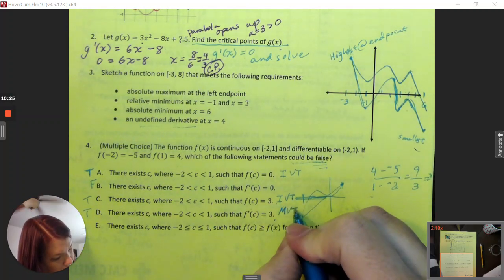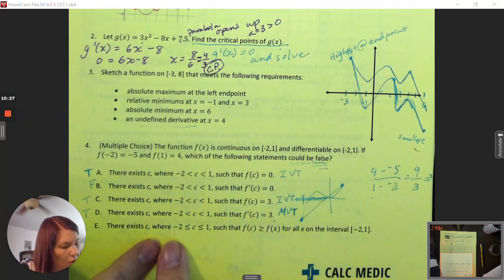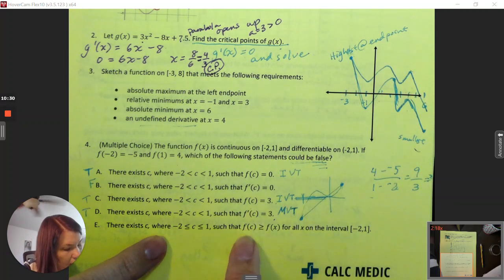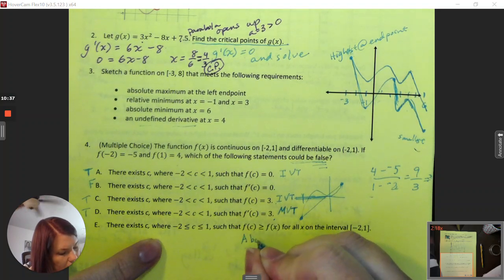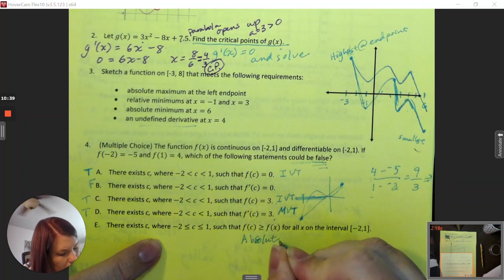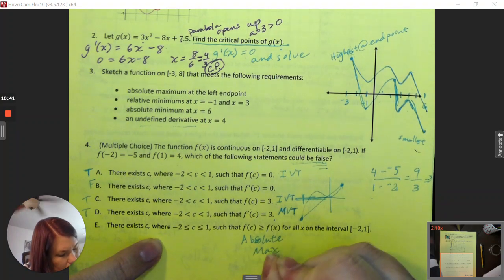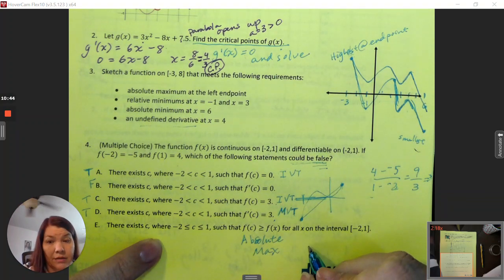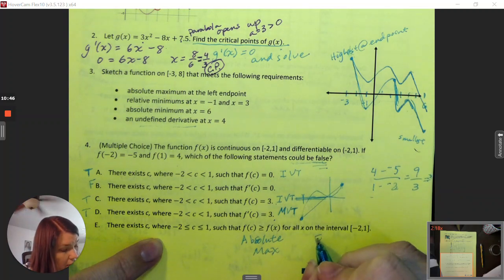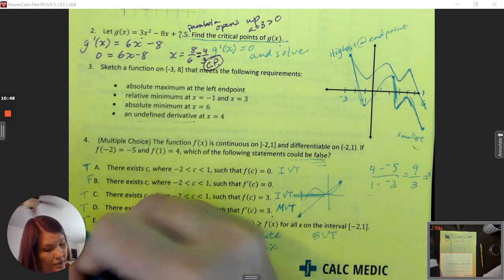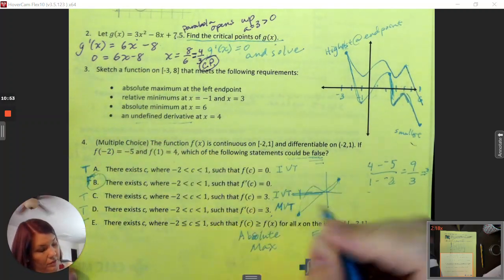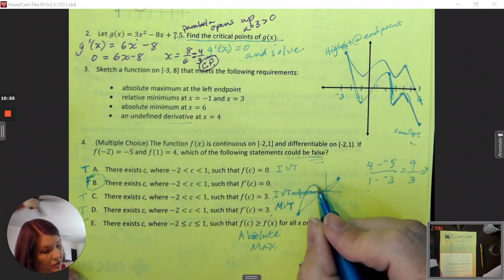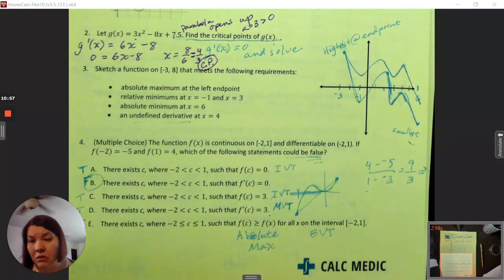This is MVT. E: There exists a c such that this would be the absolute max. And yeah, there has to be. That's the EVT, extreme value theorem. So B is my answer. It's the only one that could be false. It doesn't have to be false because I could have a curvy path, but I could just go there straight. No reason to know that I have to turn around.